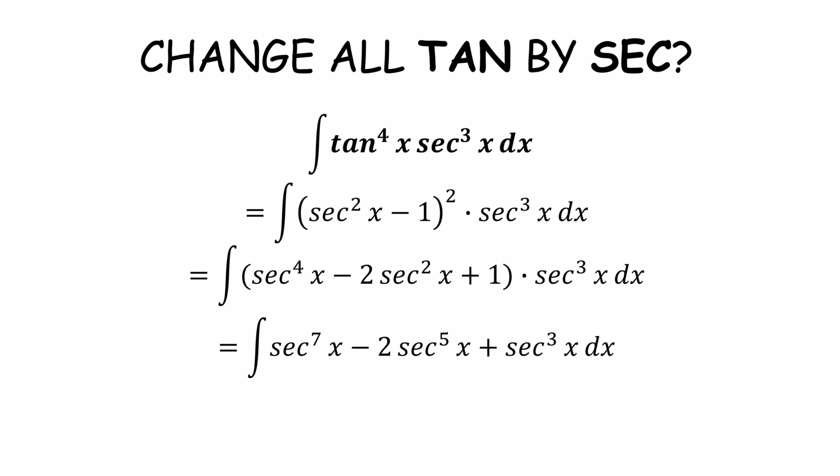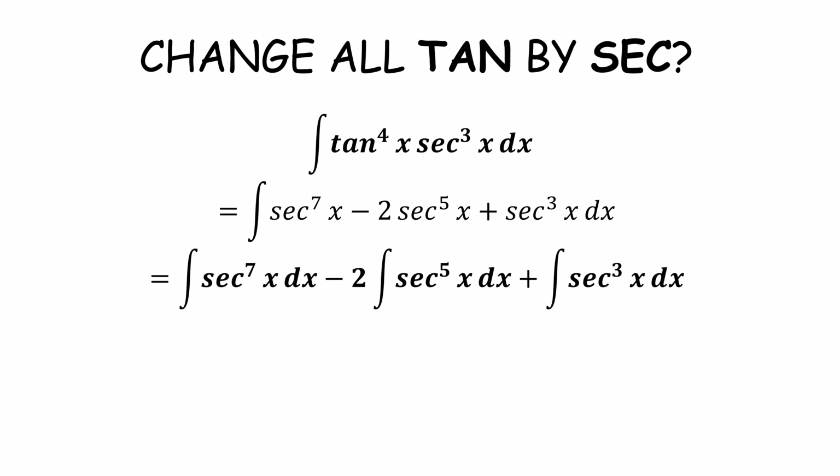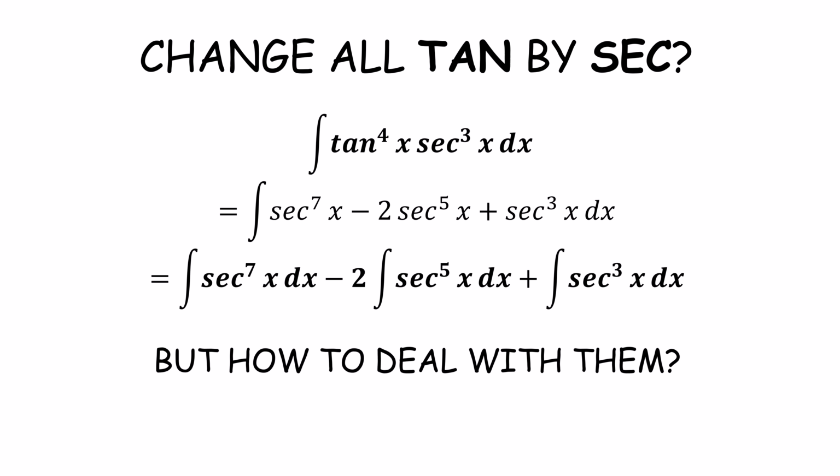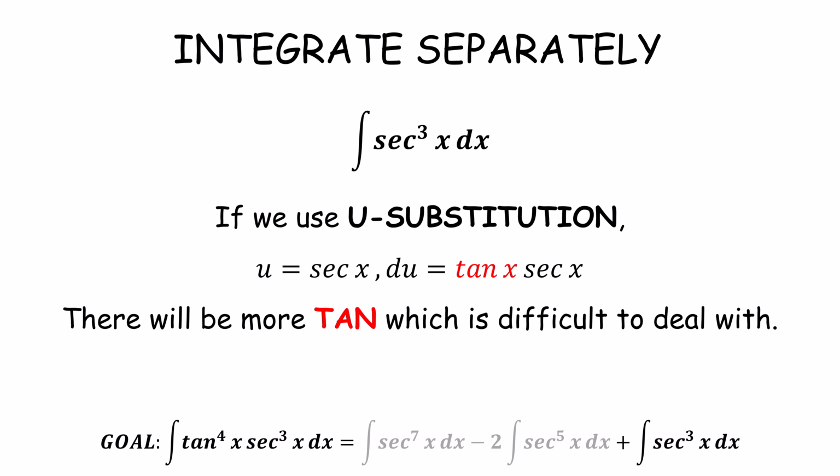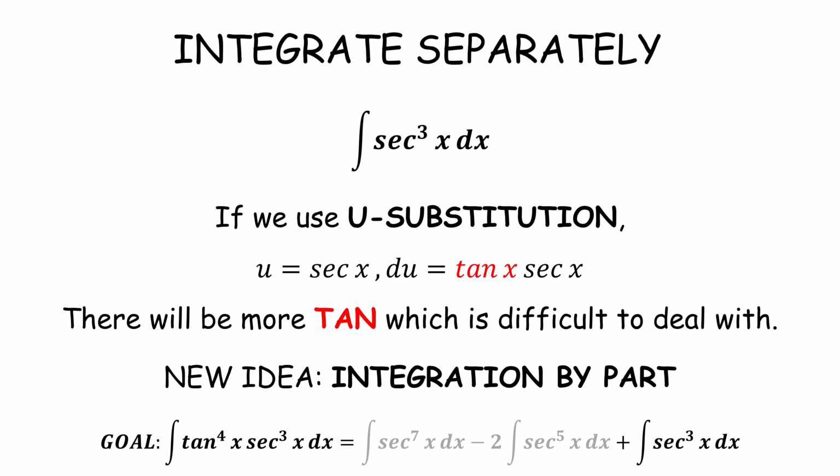And the original question can be divided into 3 parts. But how do we deal with it? Let me try the simplest problem, integrating secant cubed. And we can observe that if we use u substitution and we let u equal secant x, when we differentiate the secant x, we always leave a tangent x that is difficult to deal with. So maybe we should try another method, that is integration by parts. So let's do it.